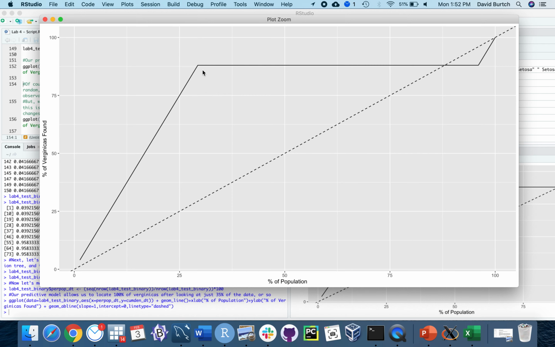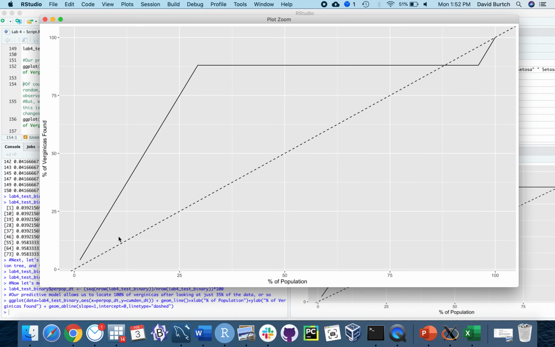We don't find strictly all of them, note. We actually get more like 83%, and then we don't find the other ones till the very end. So our model does really well early on, but then it actually does pretty badly on these last holdout ones. Versus the dotted line is the random sorting, what we would expect to find, right? How quickly we would expect to discover Virginica flowers in a randomly ordered data set.